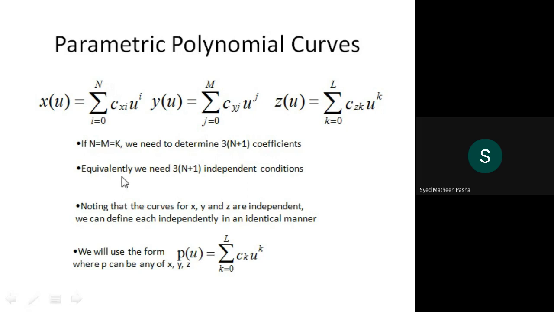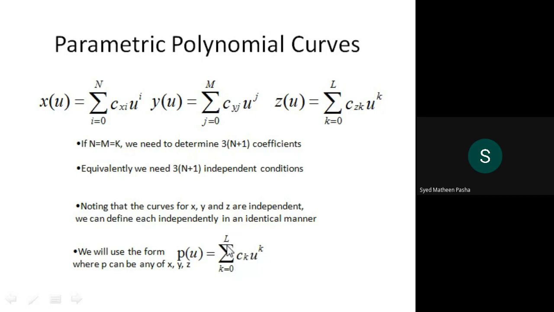Then equivalently, we need this condition to be independent of some other conditions as well. That is, it should hold for all these conditions, that is y as well as z. Noting that the curves for x, y as well as z are independent, we can define each term independently in an identical manner. That is, if this condition is satisfied, all the termination terms should be equated to a single value. Then finally you can represent the polynomial curves with respect to c as well as u.